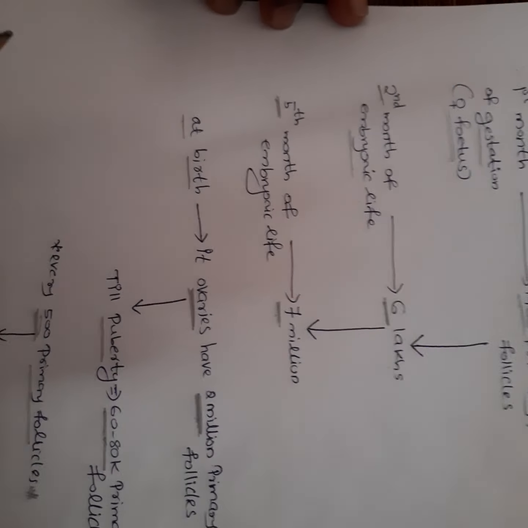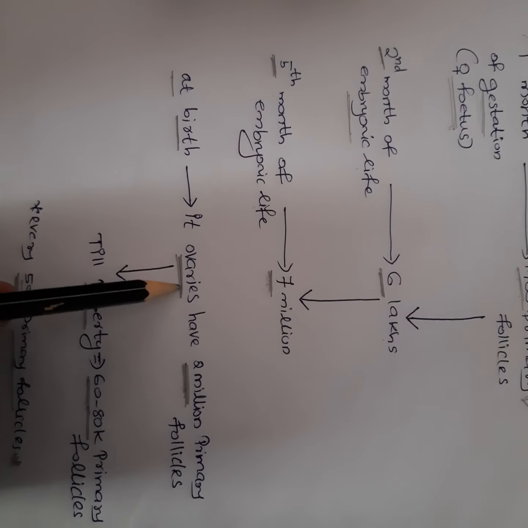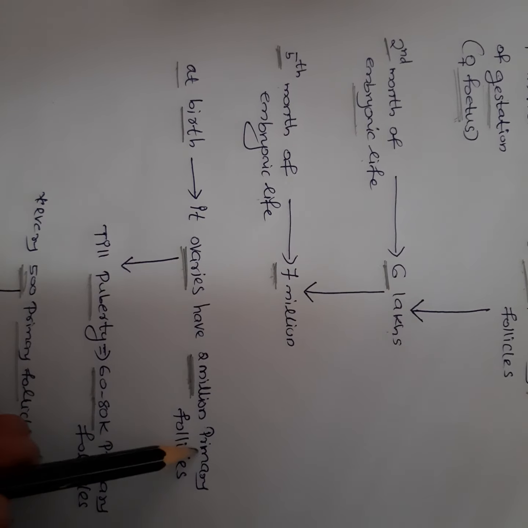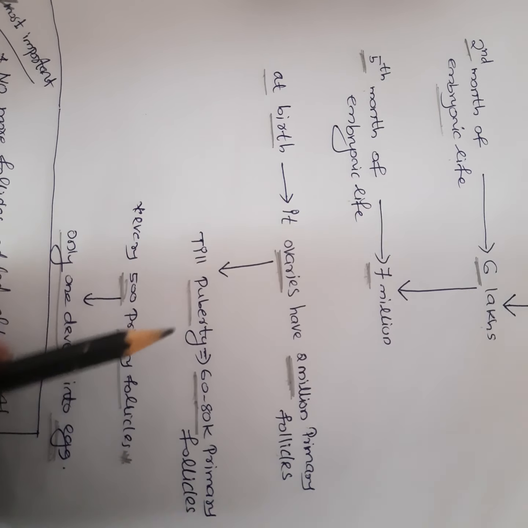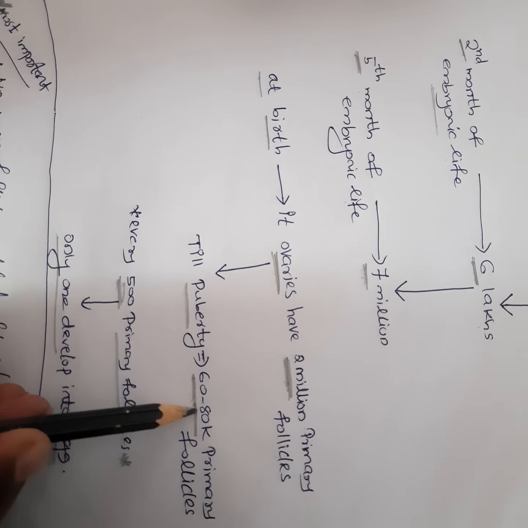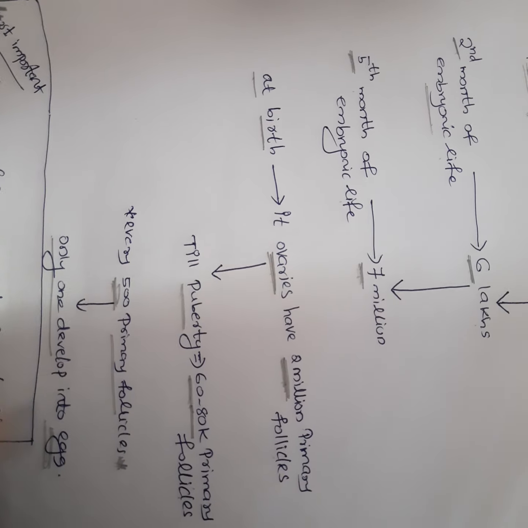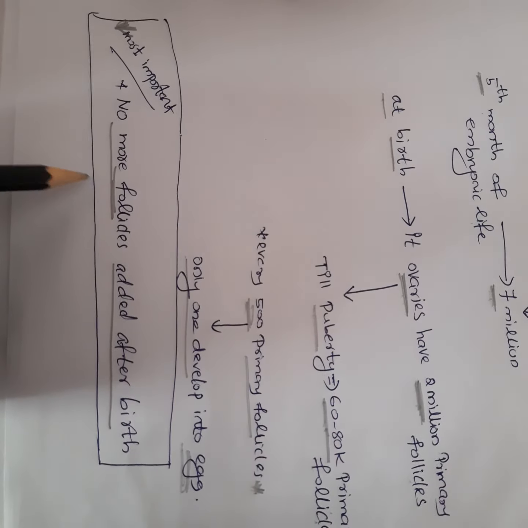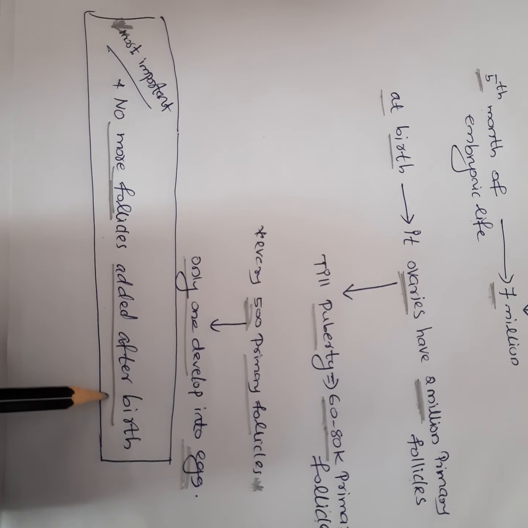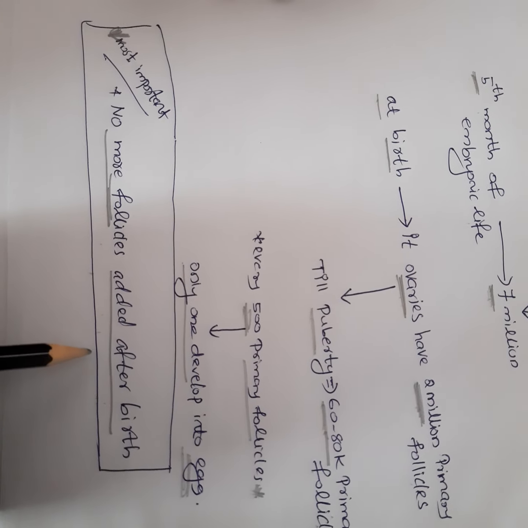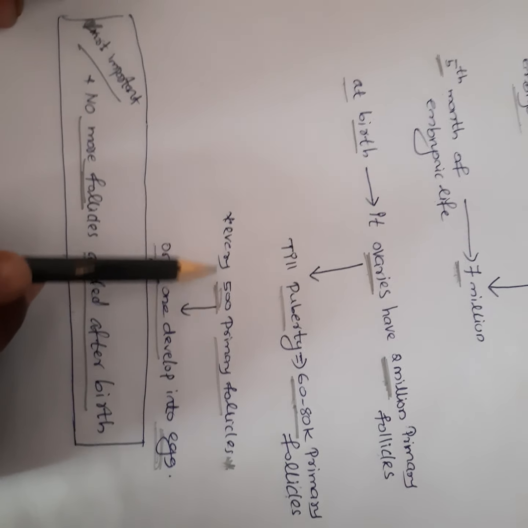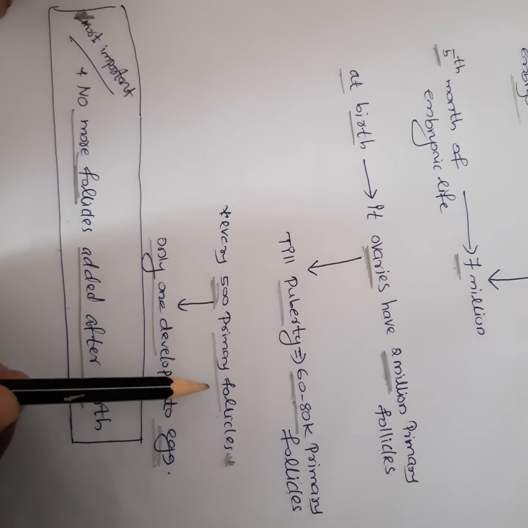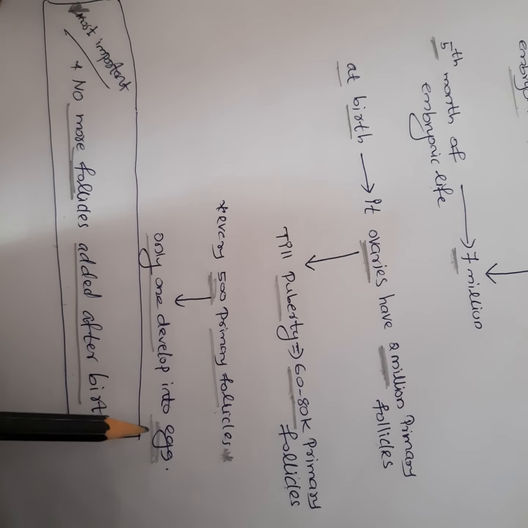But at birth, the fetus's ovaries will have 2 million primary follicles. And when the baby reaches puberty, they will have 60,000 to 80,000 primary follicles. Here the most important point is that no more follicles are added after birth. No more follicles are added after birth. Based on this you can see many questions. I'm giving one more extra point: out of every 500 primary follicles, only one will develop into an egg or ovum.